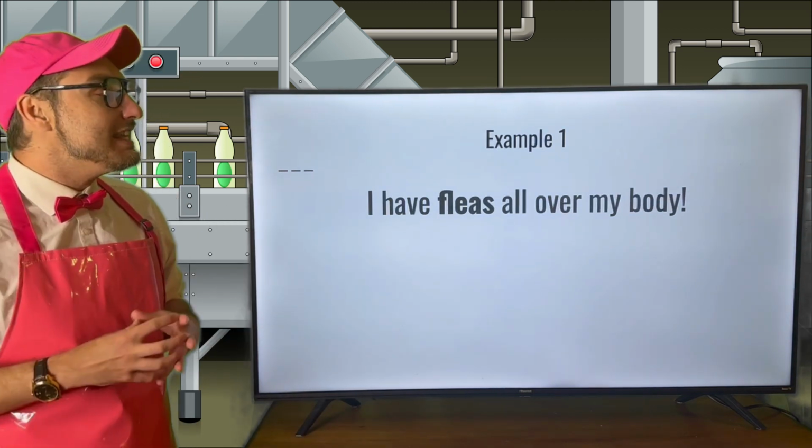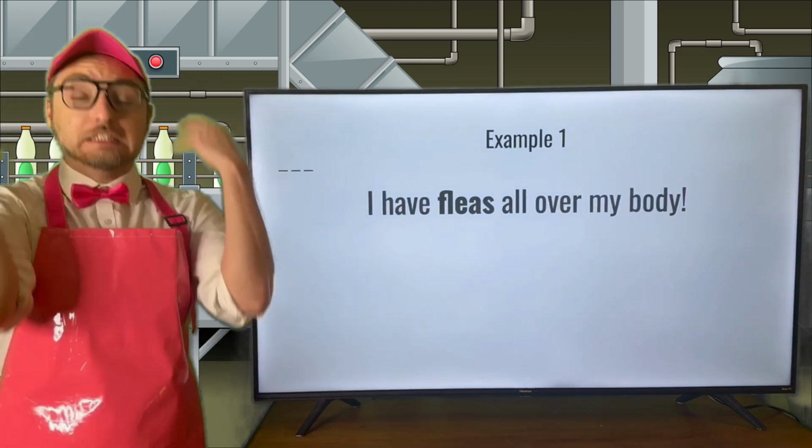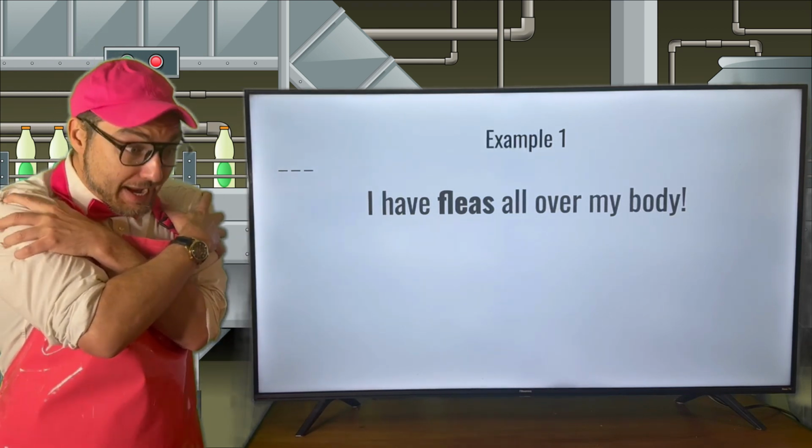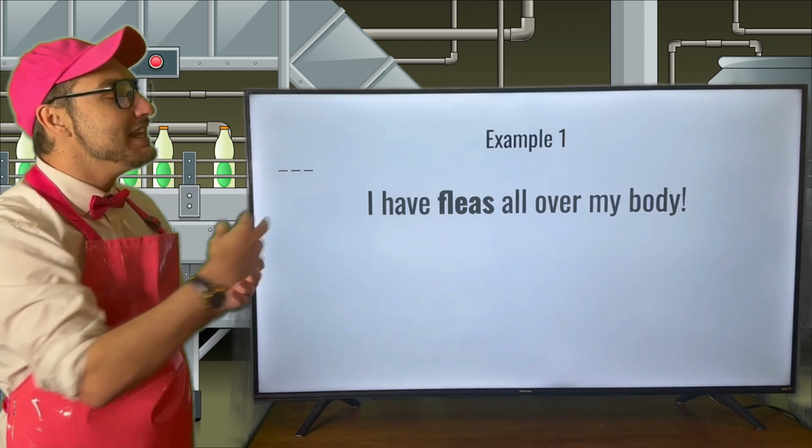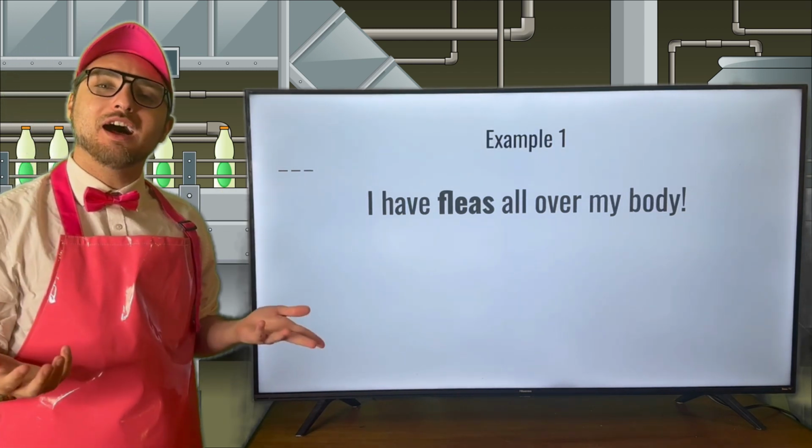I have fleas all over my body. Help me, please. So I have the insects that suck blood all over my body.